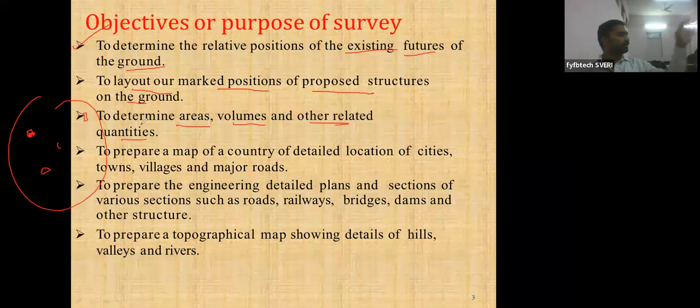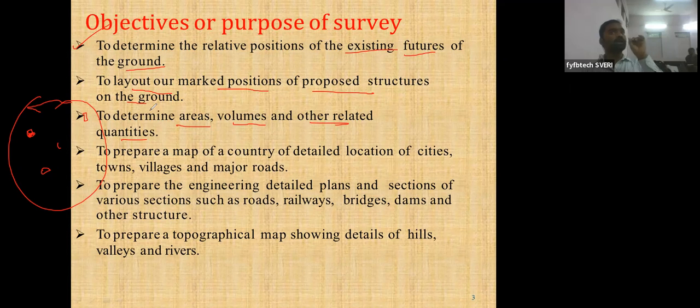Suppose you are having an area, this is your plot. I want to determine the total area of the plot. By using surveying, you have to determine the area of the plot. Now you are sitting in the classroom. What is the area of this classroom? You can take the tape and measure it. But if I want to calculate the area of this very campus, or the total area of Pandharpur city, how to do it? We have to do the surveying work. By doing surveying, we can determine the total area of any space or ground.